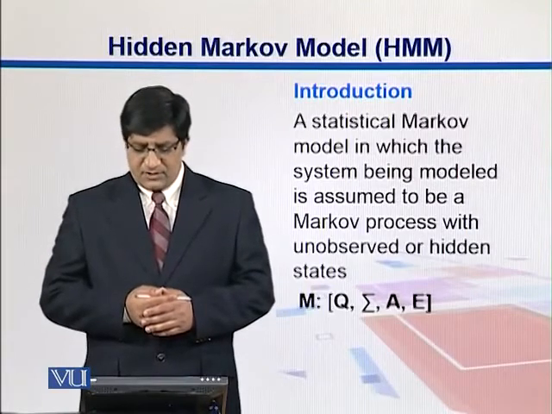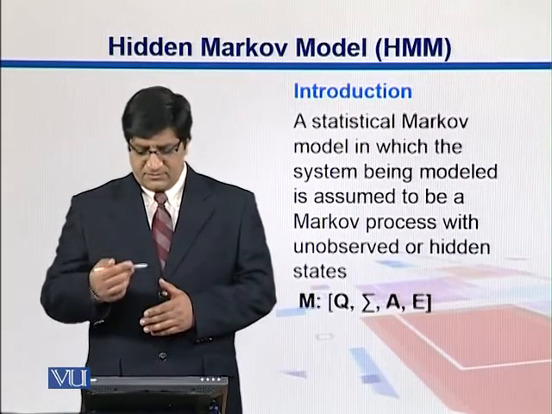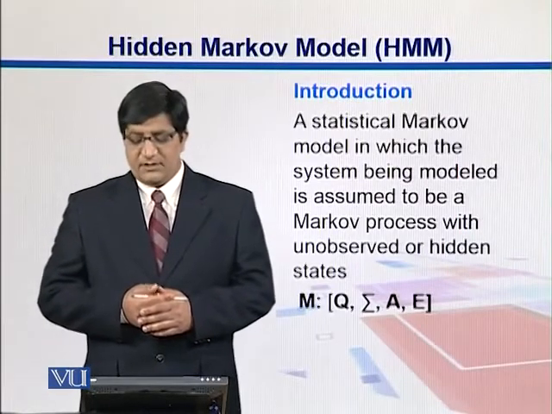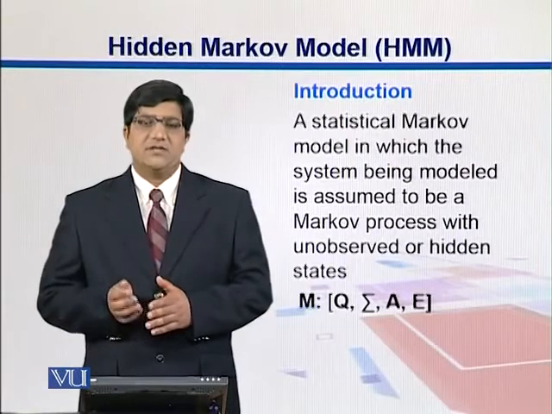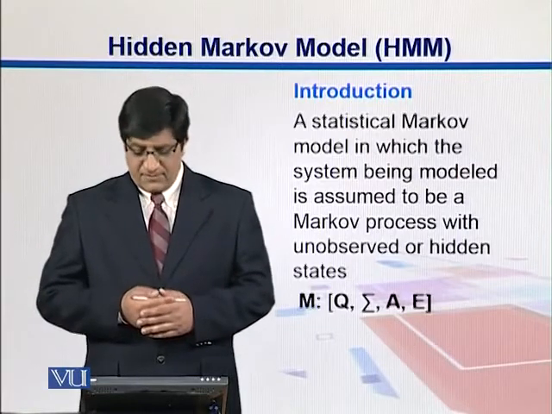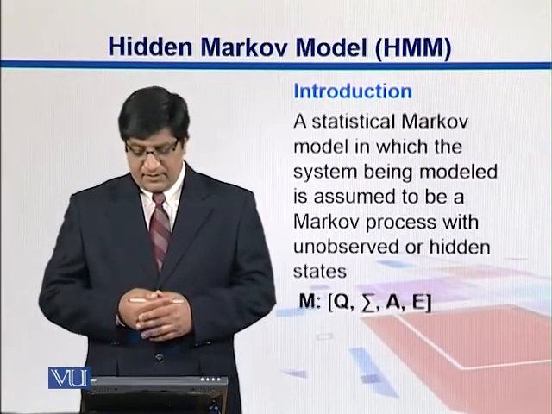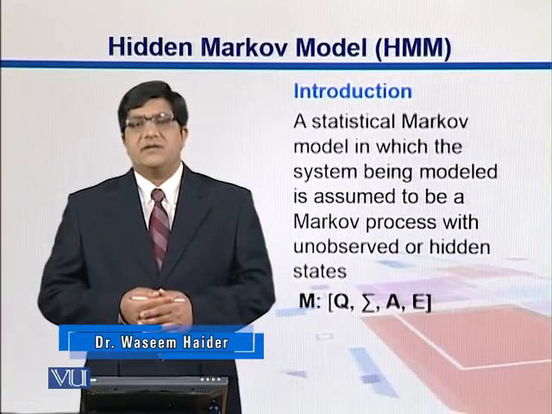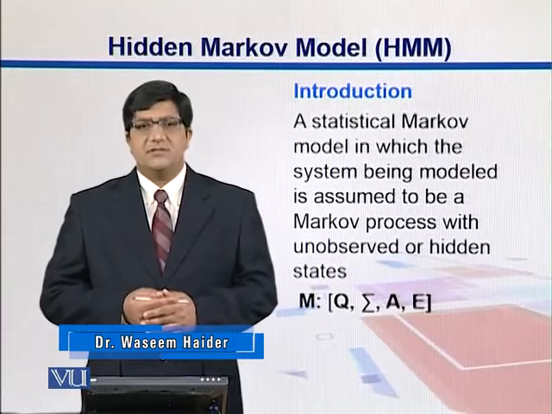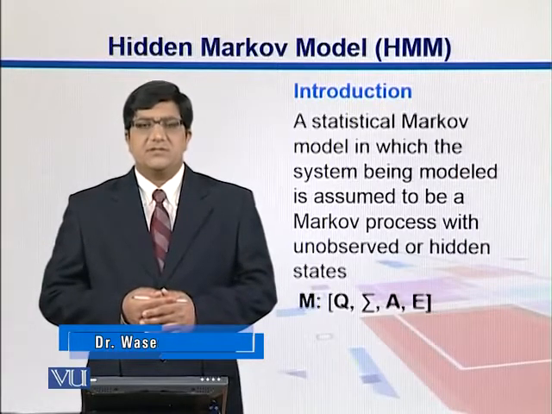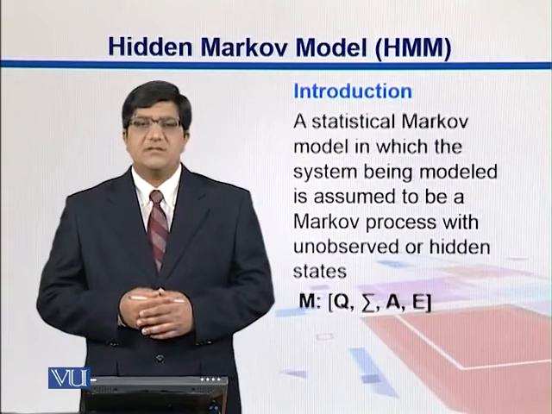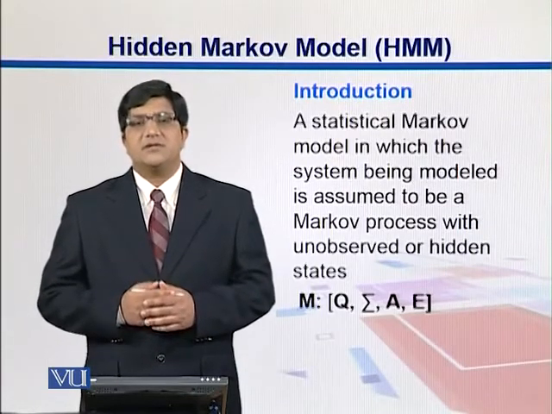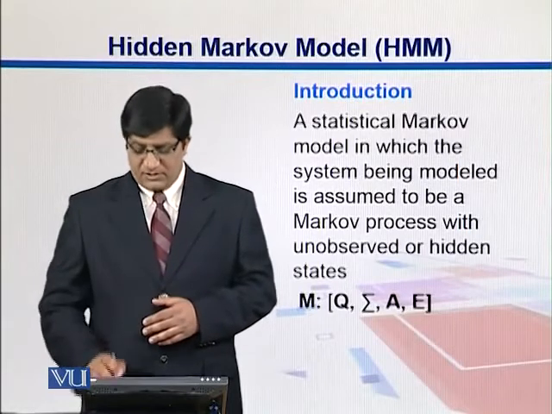A statistical Markov model in which the system being modeled is assumed to be a Markov process with unobserved or hidden states. So that's what we call a hidden Markov model, represented as M. And it has the following components: Q, which is the set of states, sigma, which represents symbols, A, which represents the transition probabilities, and E, which represents the emission probabilities. So these four components are the important components of a hidden Markov model.